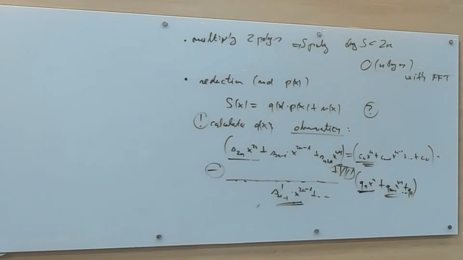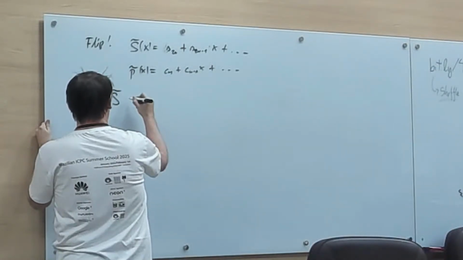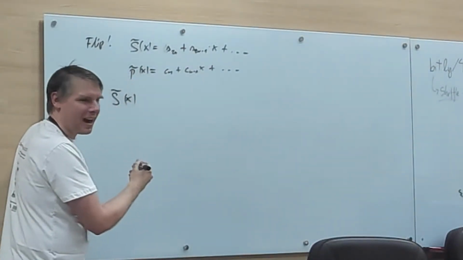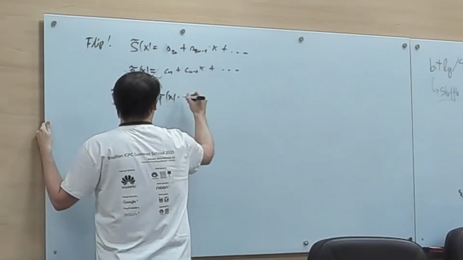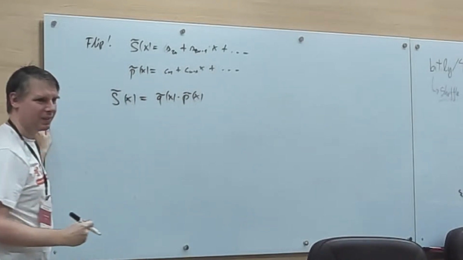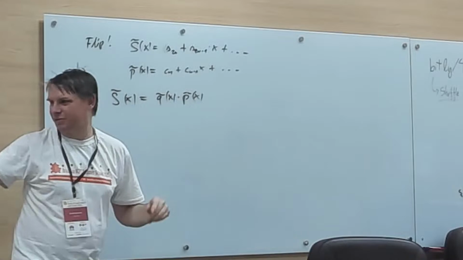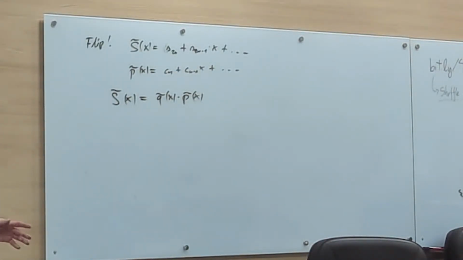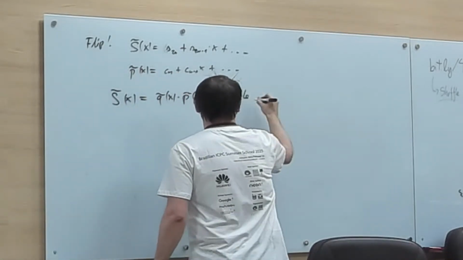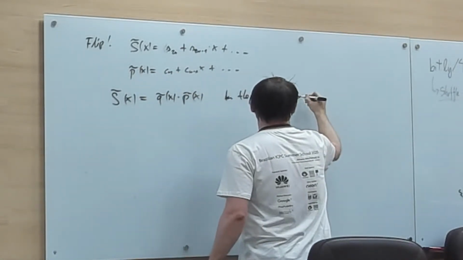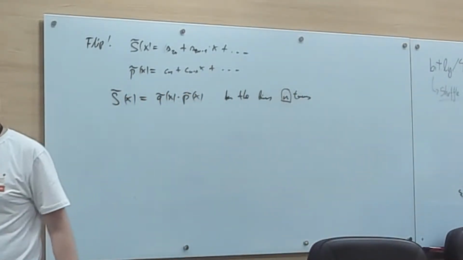So now we can say that if you want to get S wave, it is actually Q wave times P wave for the first n terms. And after that comes this trash part that we actually don't care about. So for the first n terms.